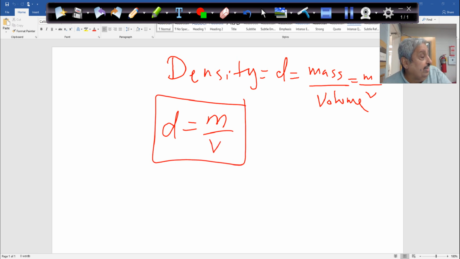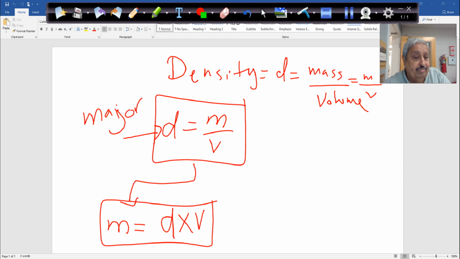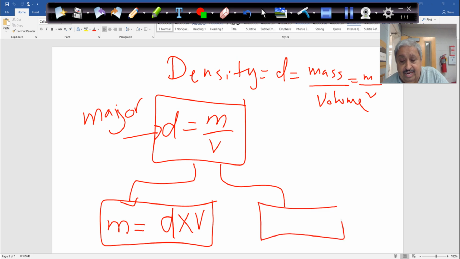Now out of this I can determine what? Two sub-formulas, correct? Well, I can determine this mass is D multiplied by V. That's another formula, sub-formula. But this is the major one. That's the essential one, the major one. And those are just two sub-formulas here. I have volume is, correct, mass over density, correct? So those are two sub-formulas and one major one.